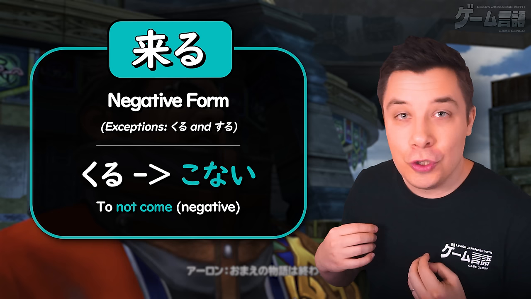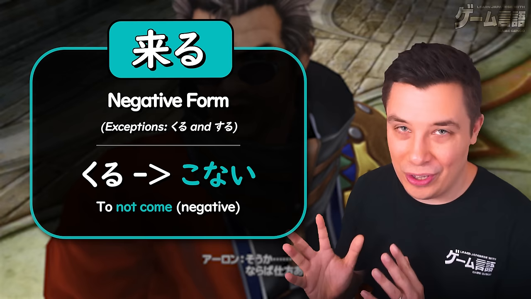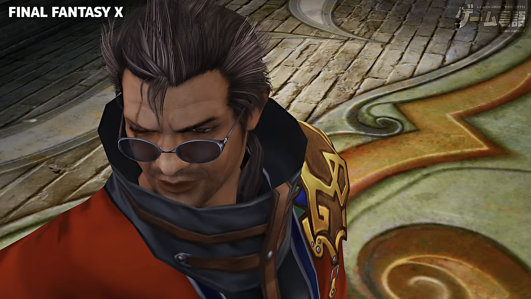ローゼル族の患者は意識がありません! 来る in the negative form is just 来ない. It's not 来ない, it's 来ない. So just be careful about that. 来ない. This breaks any other rule that we've learned previously.